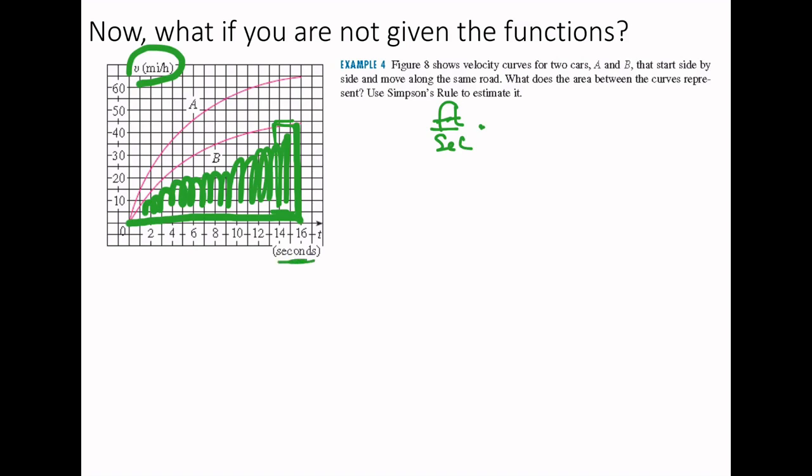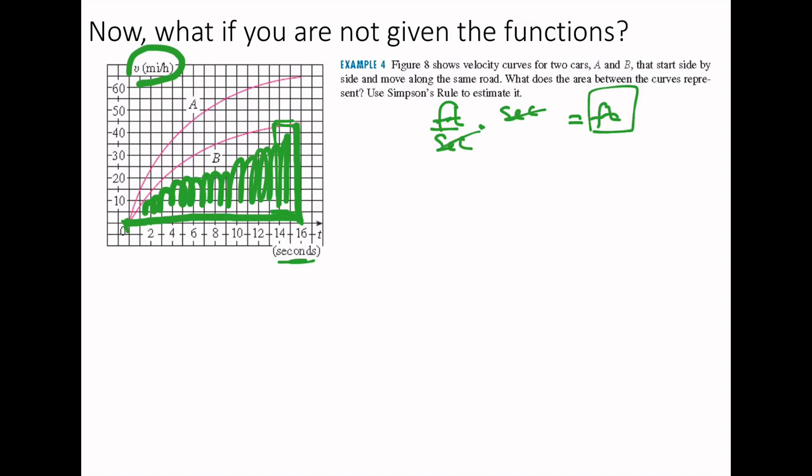My base would be given in seconds. So that would give me my total amount of feet. If I added rectangle areas together from 0 all the way up to 16, I would get how many feet I traveled in the first 16 seconds. So really, we've answered the first question. What is the area between the curves?